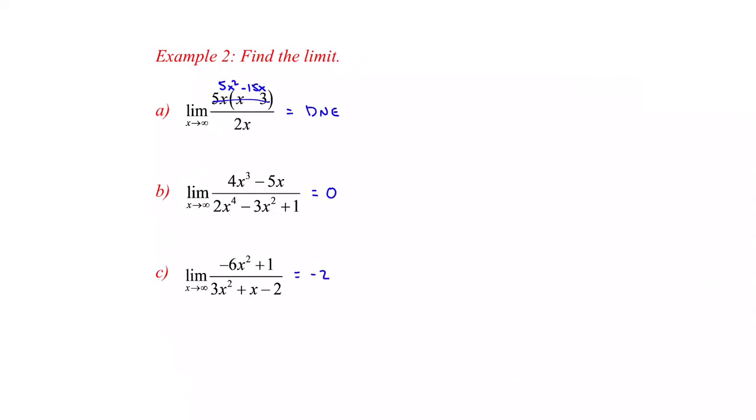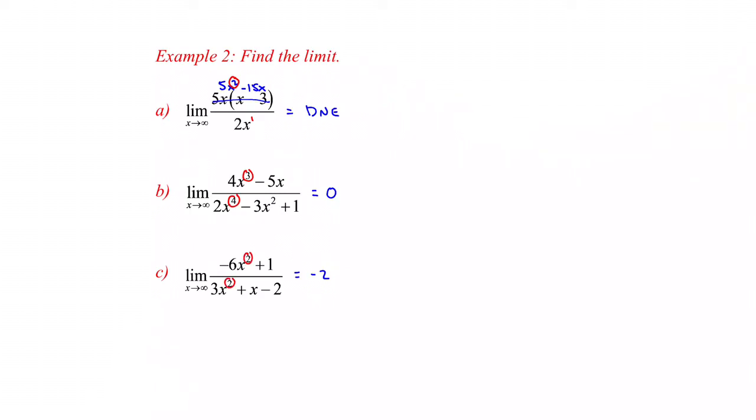All right, on the first one, you need to simplify the numerator. So we multiplied 5x times x minus 3 to get 5x squared minus 15x. So your degree is 2 over 1, so therefore there is no horizontal asymptote, so the limit does not exist. On the next one, the degree in the numerator is 3 and the denominator is 4, so therefore the horizontal asymptote is at y equals 0. So as x gets really large, it's going to approach the horizontal asymptote at 0. And then the last one, the degrees are the same.